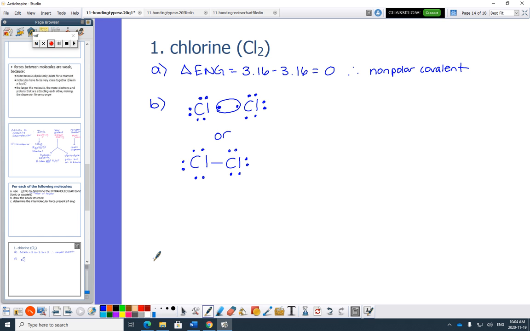So remember, the bond is sharing. It counts for both. If it's nonpolar covalent, do I do the slightlys? No.